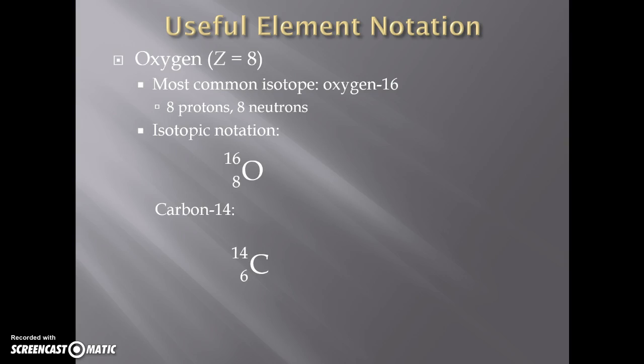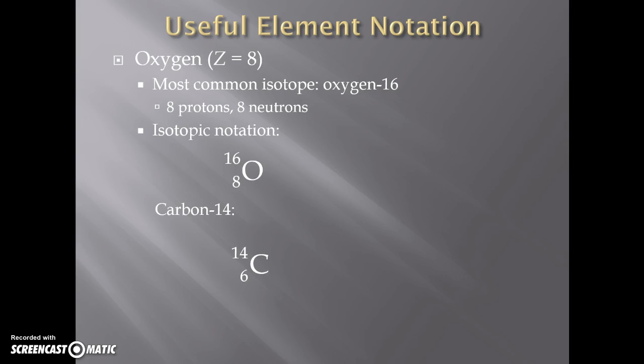Hey, what about that 16? What's that 16? Well, that's the atomic mass number. The atomic mass number is the number of protons and neutrons together. So that 16 is not just neutrons, it's neutrons and protons together. So now from this, I should be able to find some key pieces of information.